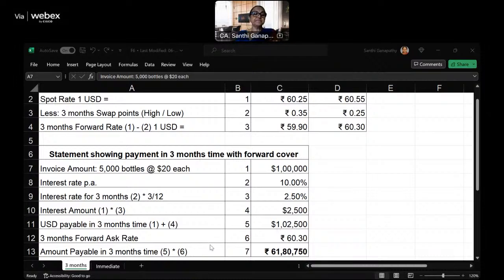Is this over? So the amount payable will be 61,80,750 in this. Supposing you make immediate payment, then whatever you have taken now, you're overdrawn, you have to pay along with interest. Let us see what is the position. Is it more than this or less than this?